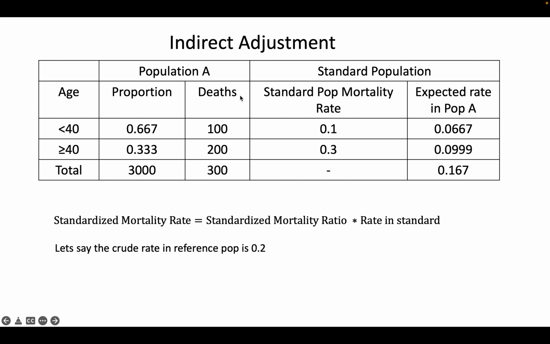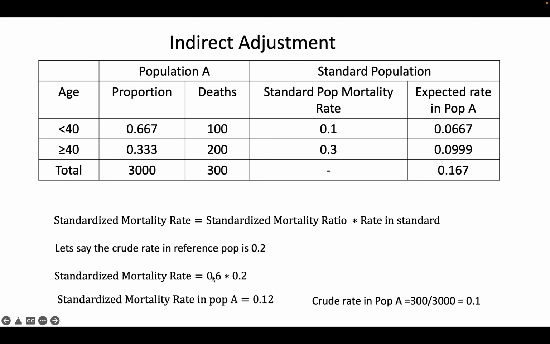So if we're using different data than we did before, if we were using the developed and undeveloped country data, and let's just say we use the developed country as the standard, we'd use its crude rate basically. But let's just say, for the sake of this example, that it's 0.2. That's the crude rate in this standard population. Let's say it's 0.2, halfway between. We can multiply our standardized mortality ratio by that and get 0.12. And that's our standardized mortality rate in population A, while its crude rate was 0.1. And that lets us compare population A to the standard population on an even playing field.